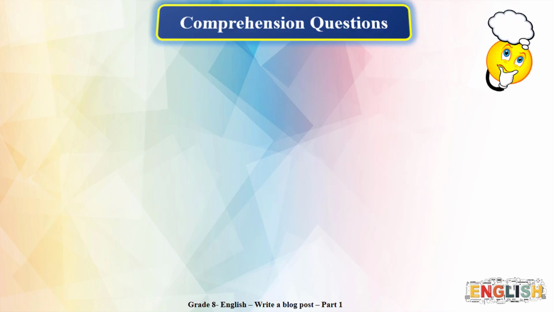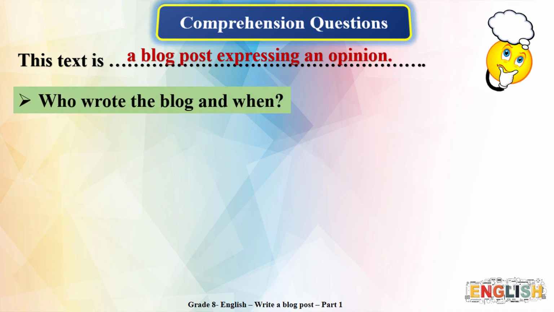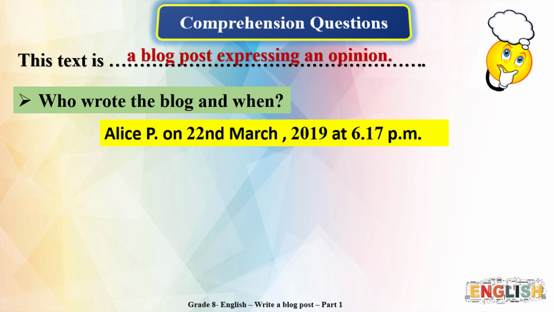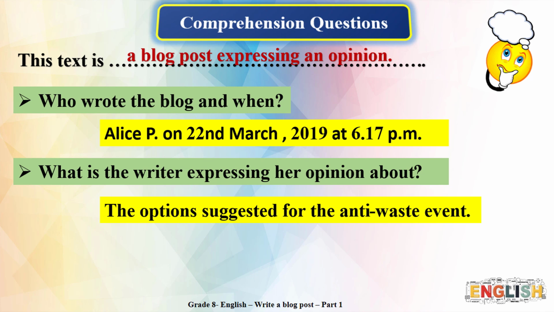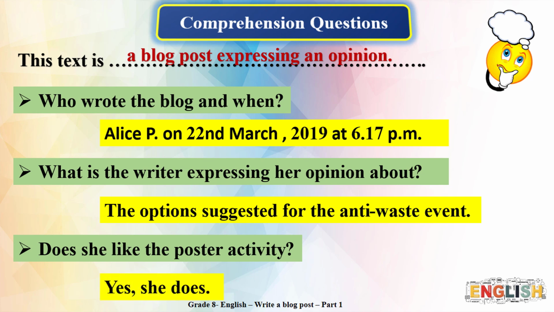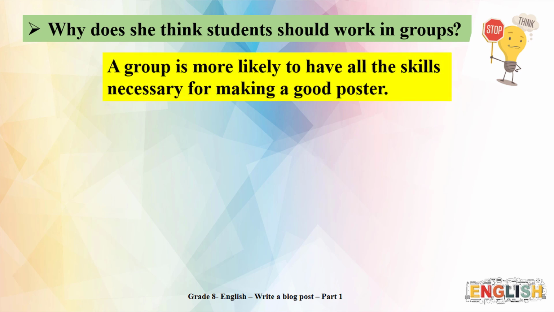Now let's check your understanding by asking a few questions. This text is what kind of text? It's a blog post expressing an opinion. Who wrote the blog and when? Alice B. on the 22nd of March 2019 at 6:17 p.m. What is the writer expressing her opinion about? The options suggested for the anti-waste event. Does she like the poster activity? Yes, she does. Why does she think students should work in groups? Because a group is more likely to have all the skills necessary for making a good poster.